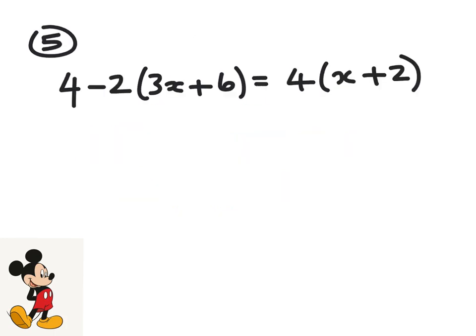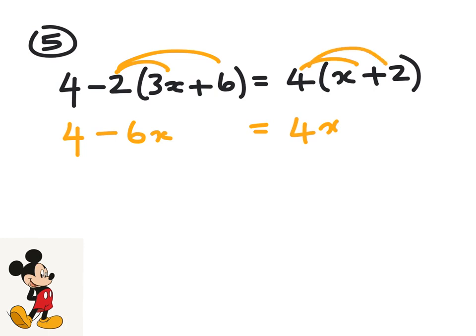Question 5, an equation. Remember, we do not do this part first of all, the 4 take away 2. The first thing we do with this question is leave the 4 as it is and then do negative 2 times 3x, negative 2 times 6 equals 4 times x and 4 times positive 2.